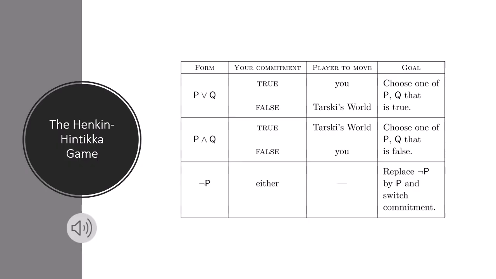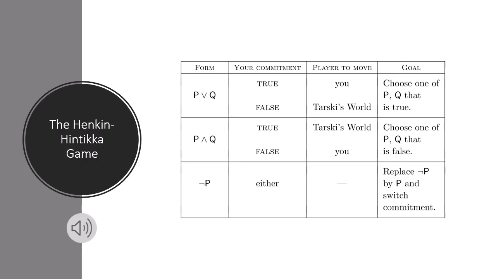Now, if you initially committed to it being false, then the first move would be given to Tarski's world. It'll say, okay, so you think that statement is false, so P and Q are both false. It'll go through and try to find one that it thinks is true, and it knows how to evaluate things using the evaluation tool. If there is one that is true, it'll pick that one out, and that's a simpler claim that it thinks is the true one. You are still committed to that claim being false, and you continue the process.